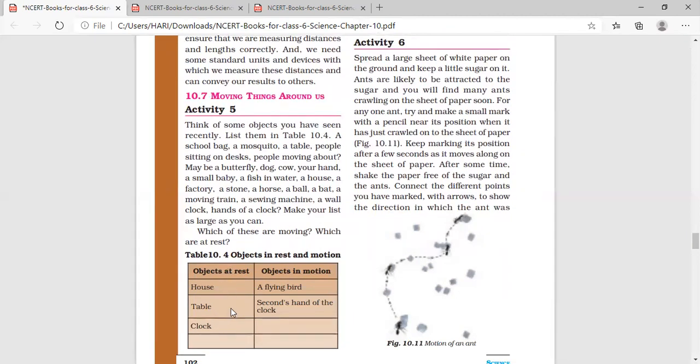You can see that objects like a house, table, clock, etc. will not be moving. But we can also see many objects in motion, like a flying bird and the hands of the clock. They are all moving. A butterfly, right? A fish in water. All of that we can take as moving objects.